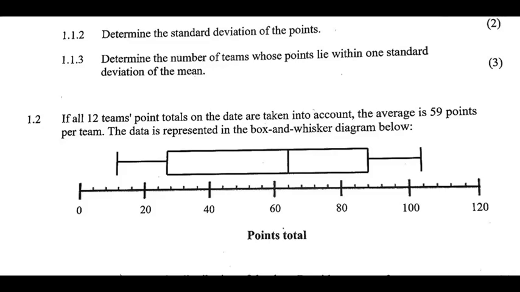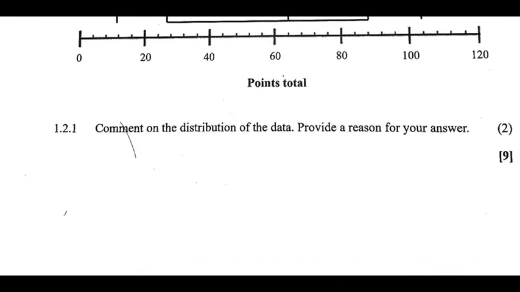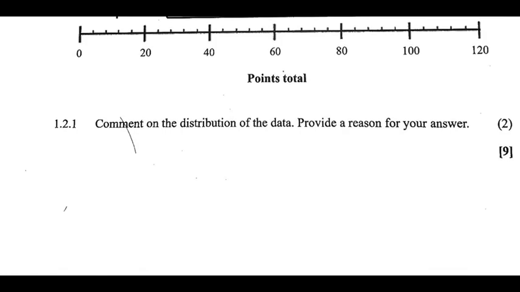If all 12 teams' point totals on the data are taken into account, the average is 59 points per team. The data is represented in the box and whisker diagram below. This is the box and whisker diagram, points total. The question says comment on the distribution of the data. Provide a reason for your answer. I'll show you how to solve this question.